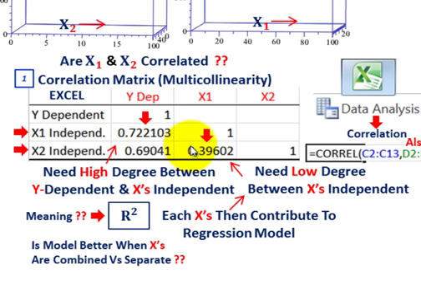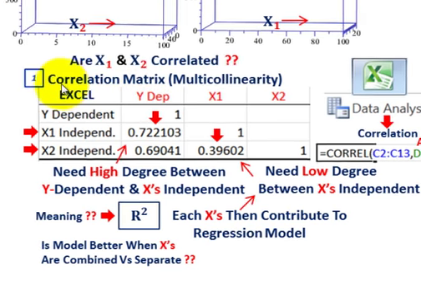So again, the question is: is our model going to be better off if it is defined on x1 plus x2 to determine our y value, or just looking at x1 separately and x2 separately to determine our y dependent variable? Okay, so that's what we're looking for. Our first thing was a correlation matrix.